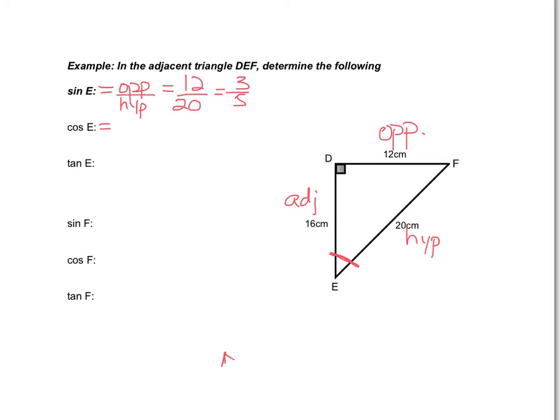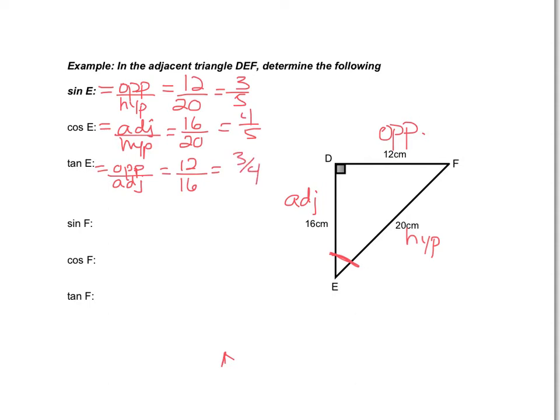Then cosine of angle E. Cosine is adjacent over hypotenuse. So the adjacent is 16, the hypotenuse is 20. And that can be reduced to 4 over 5. And then finally tangent. Tangent is opposite over adjacent. My opposite was 12. And my adjacent is 16. So that reduces to 3 over 4.